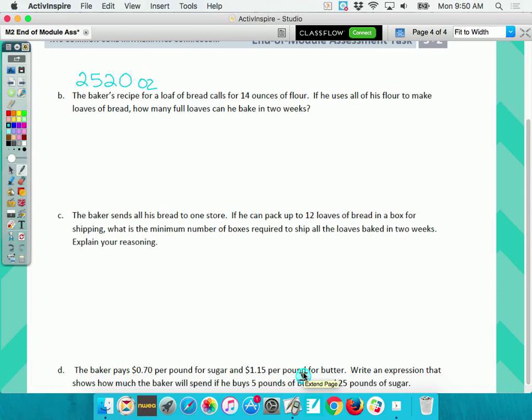Okay, now that part was a little confusing because of converting to ounces, but the rest of it's going to seem a little easier, okay? So the baker's recipe for a loaf of bread calls for 14 ounces of flour, okay? If he uses all the flour to make loaves of bread, how many full loaves can he make in, here's your second mistake, 3 weeks? I forgot to change a word.